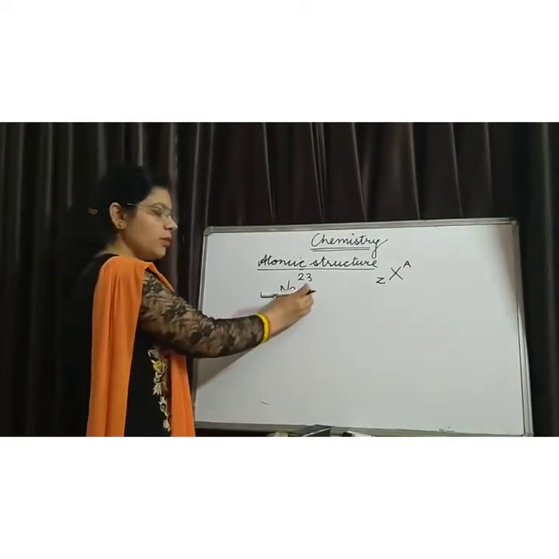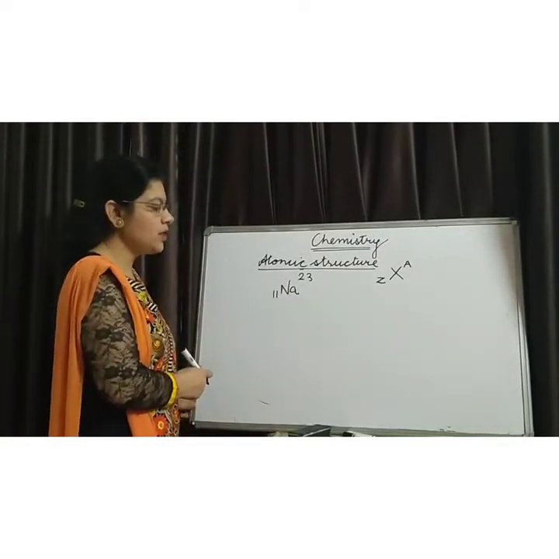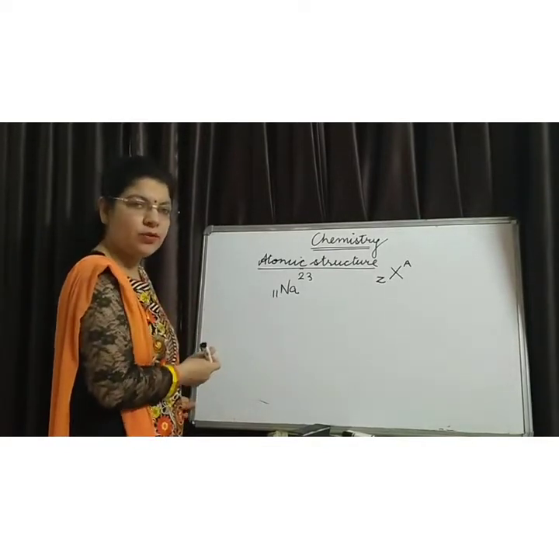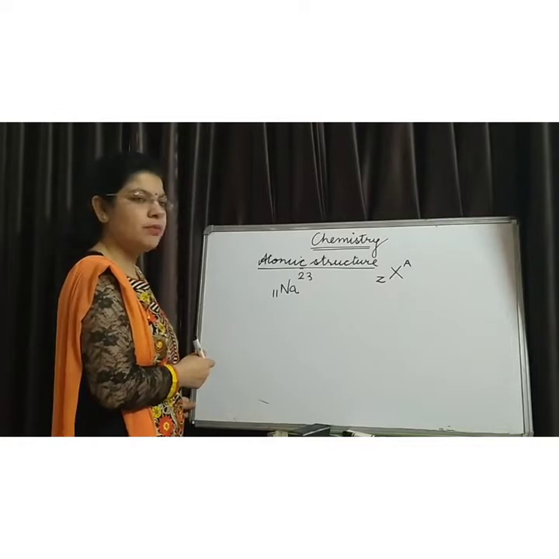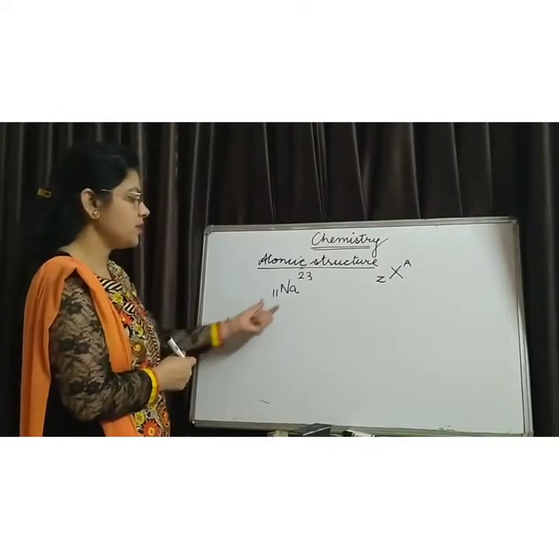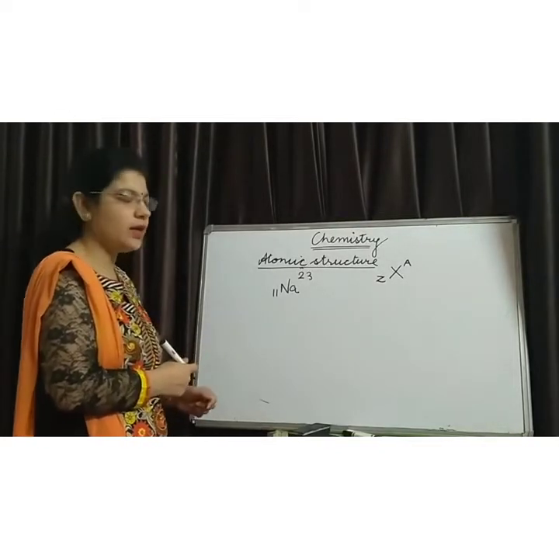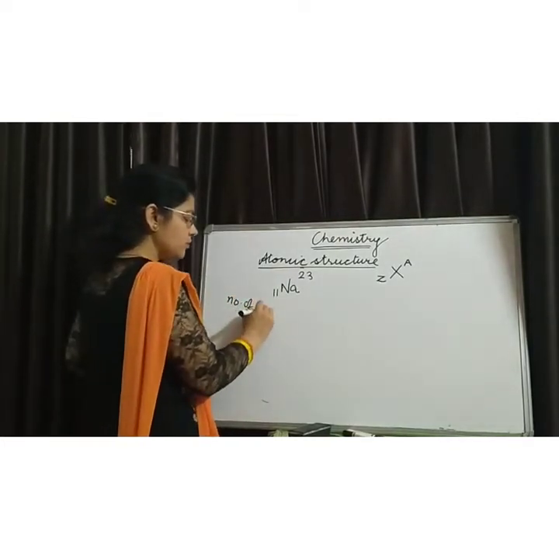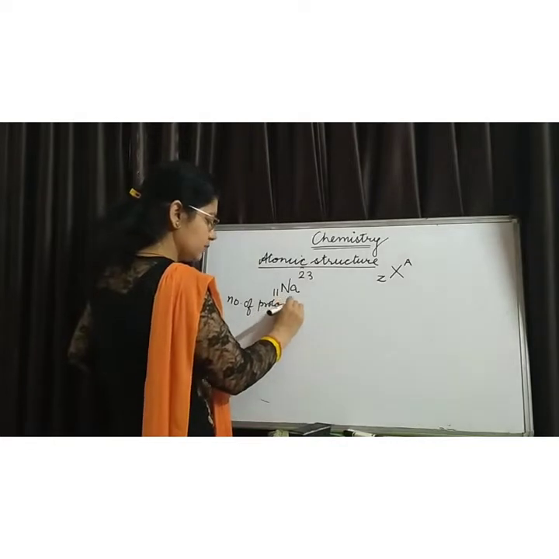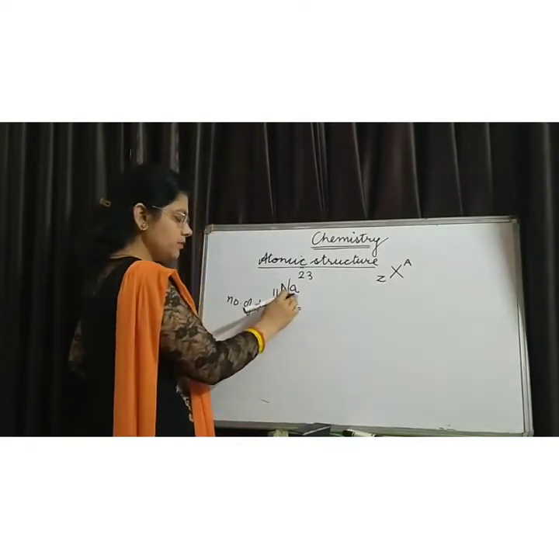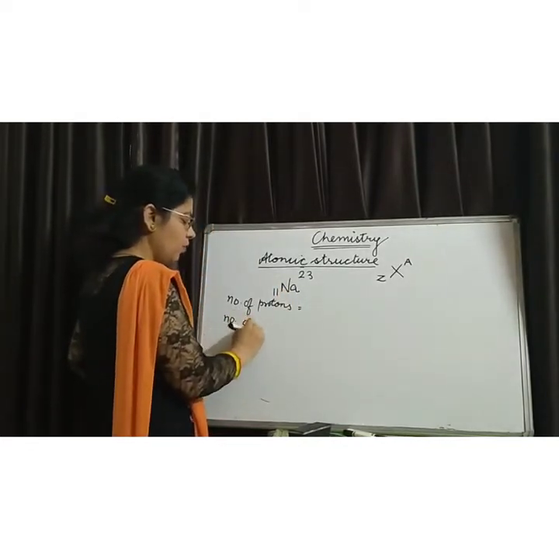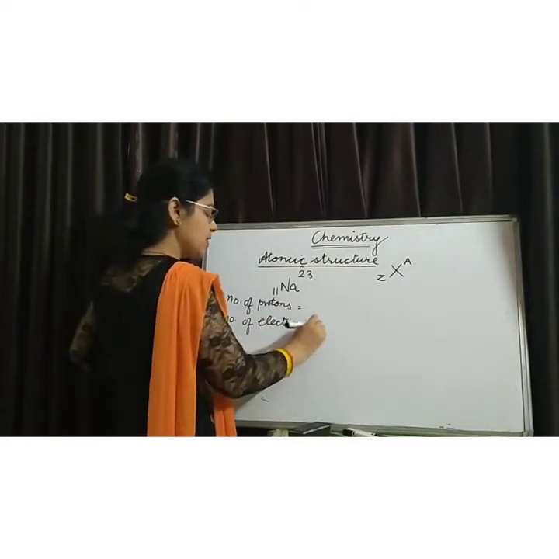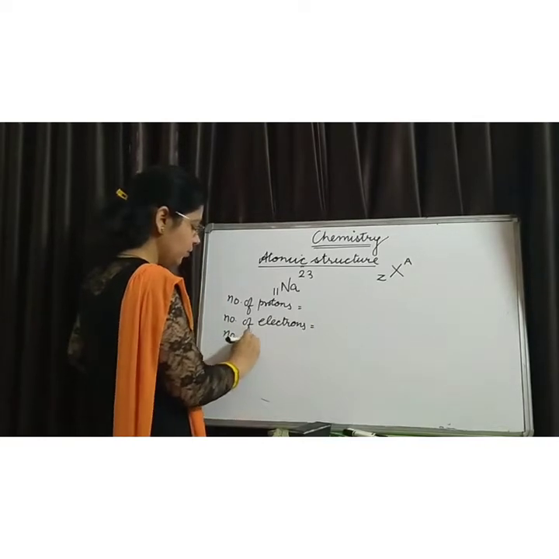By knowing the symbol of the atom, we can easily calculate the number of protons, the number of electrons as well as the number of neutrons present in the atom. How can we identify them? First of all, the number of protons in sodium, the number of electrons as well as the number of neutrons.